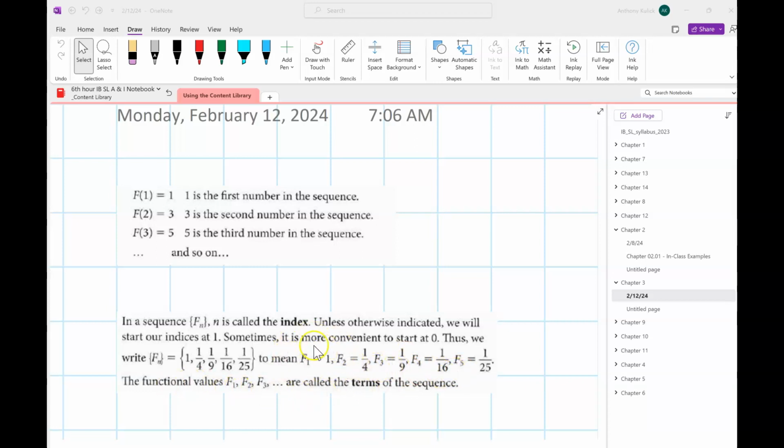And again, these values, 1, 1/4, 1/9, 1/16, 1/25, are called the terms of the sequence. So 1/9 is the third term in the sequence. The subscript tells you the term number, and the value is the term value. Is everybody okay with the vocabulary and the notation here? Really important that you understand that, because as we continue moving on, we're going to use this language and symbols and notation exclusively. So it's important that you understand what stuff means.